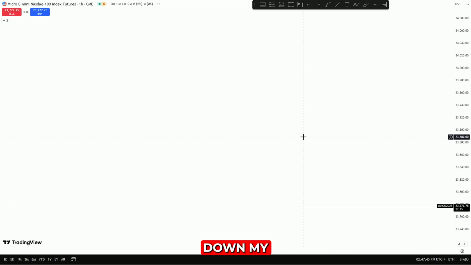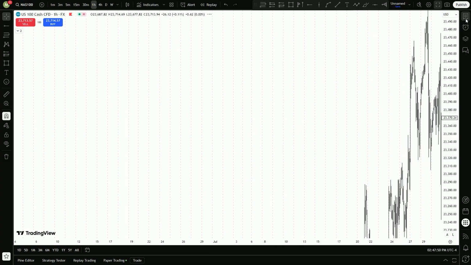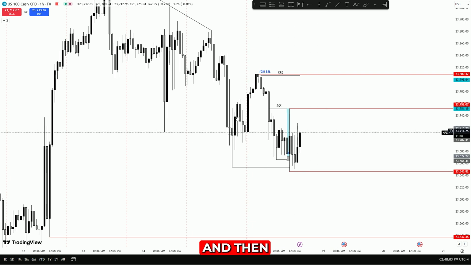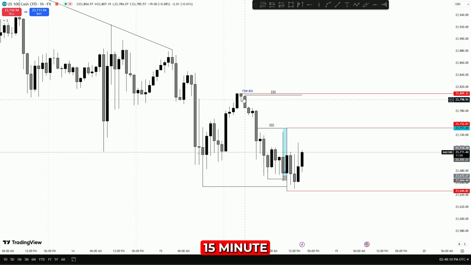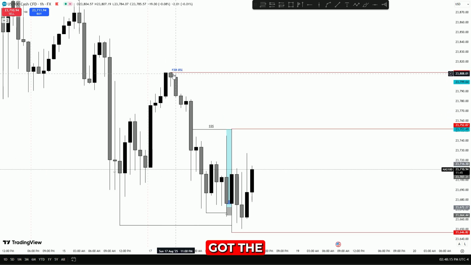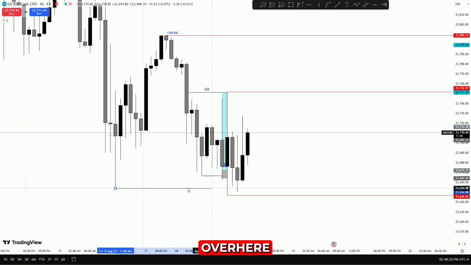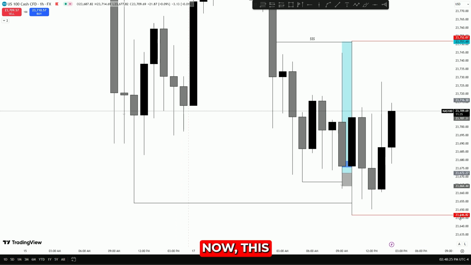Now let's break down my today's trade, which will give you the proper example of internal liquidity. This is the trade that we did today, and we also recorded the live execution that will be posted on my YouTube as well. You can see there, we got the 15-minute buy side liquidity and 15-minute sell side liquidity, which was taken out by the market over here. Before that liquidity, now this is the external liquidity.